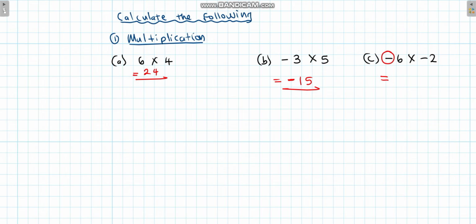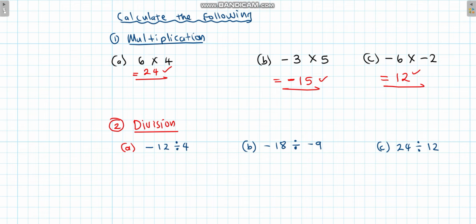Okay. Now let's move to C. An enemy of your enemy is a friend. So our answer will be what? Positive. What did you say if it's positive? There's no need to show the sign. So 6 times 2 is what? It's 12. So our answer is positive 12. Okay. And now let's move to division.